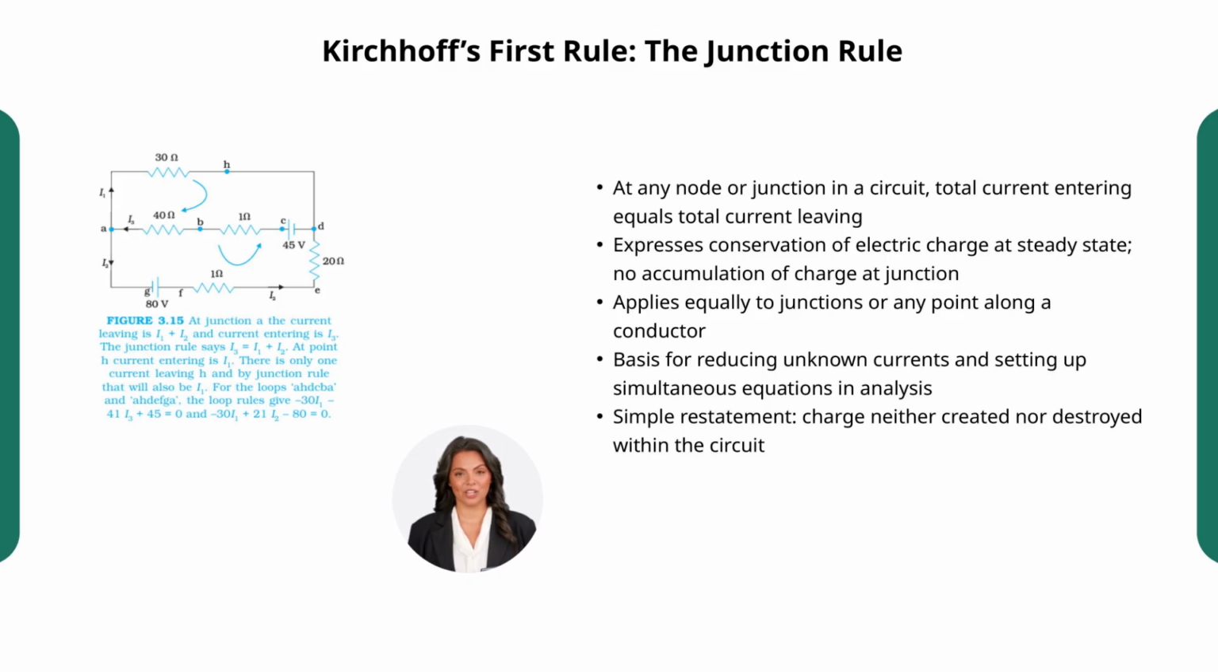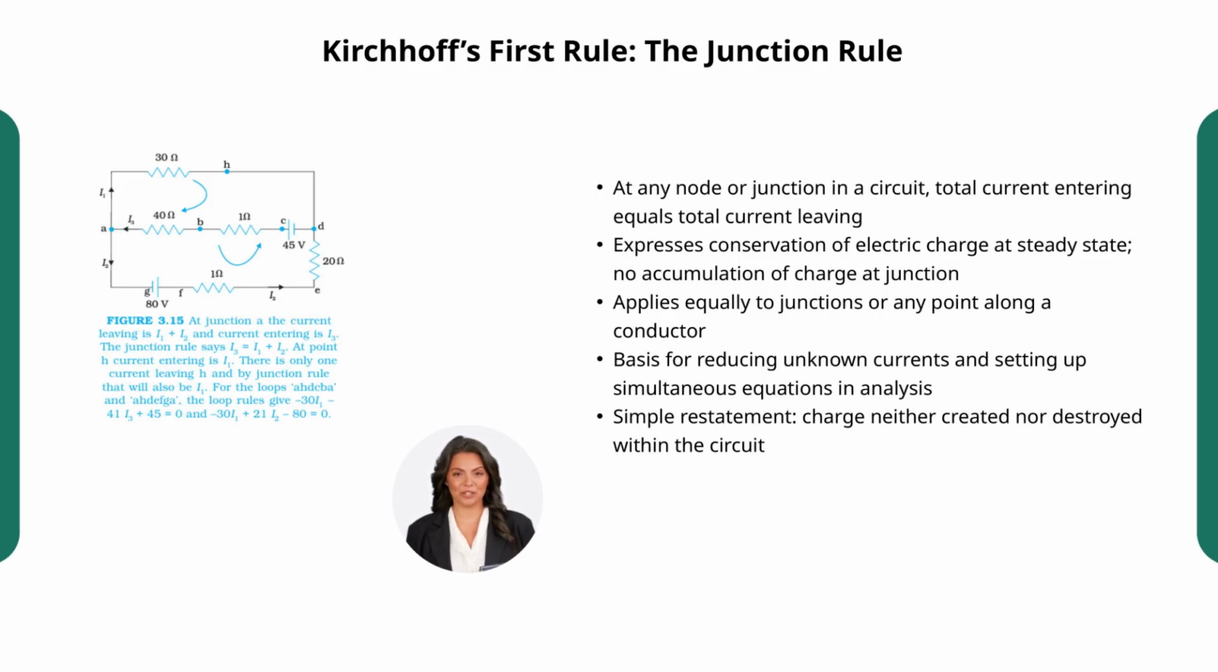Since current represents charge flow per unit time, if charge were to somehow pile up at a junction, the current flow to that point wouldn't be steady. But in reality, steady currents mean there is no charge buildup. Whatever charges arrive must leave. So mathematically, the junction rule says that the algebraic sum of currents at a node is zero, or the currents in equal currents out. This idea is simple but powerful, helping us relate unknown branch currents by expressing how they split or combine at nodes.